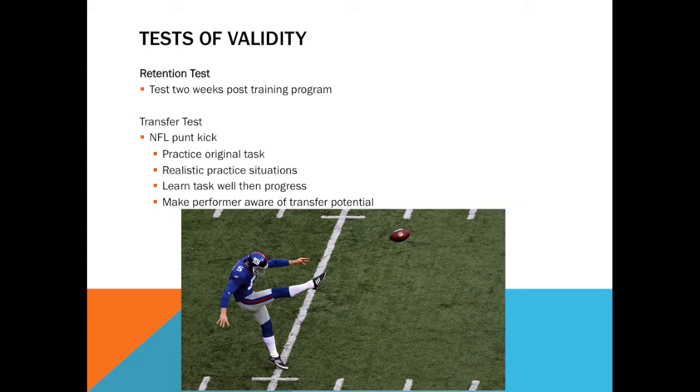The other test was a transfer test, which was decided on an NFL punt kick. This is to determine whether we will see a positive transfer of skill acquisition. Transfer tests assess the adaptability of performance changes related to learning.